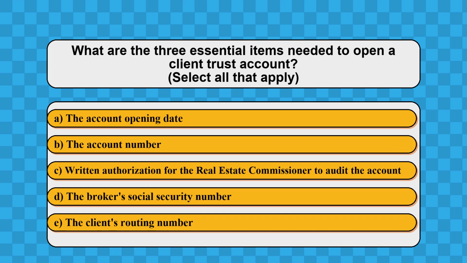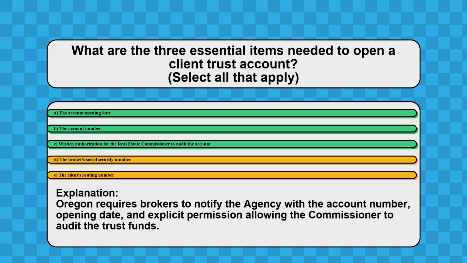Question 4. What are the 3 essential items needed to open a client trust account? Option A, the account opening date. Option B, the account number. Option C, written authorization for the real estate commissioner to audit the account. Option D, the broker's social security number. Option E, the client's routing number. The correct answers are options A, B, and C: the account opening date, the account number, and written authorization for the real estate commissioner to audit the account. Oregon requires brokers to notify the agency with the account number, opening date, and explicit permission allowing the commissioner to audit the trust funds.